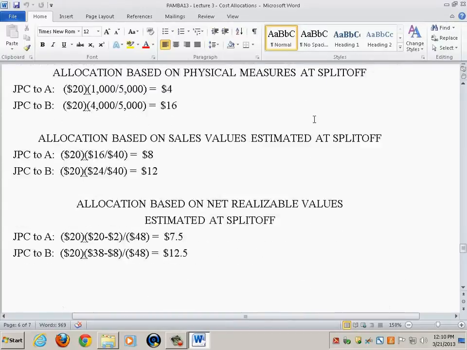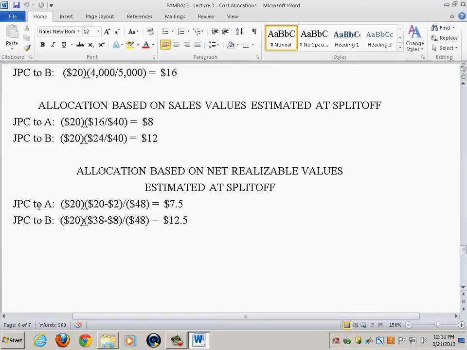Now with these numbers, we have the allocation. Out of the 20 we'll allocate to A A's net realizable value, 20 minus 2, over the total net realizable value. And B's net realizable value, 38 minus 8, over the total net realizable value of 48. And we get an allocation of 7.5 and 12.5.